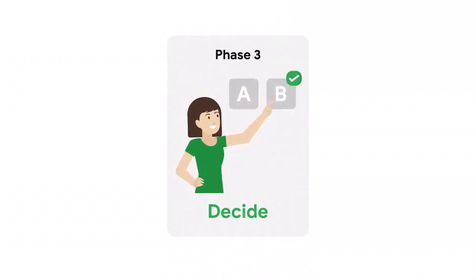Welcome to phase 3, the decide phase. Congratulations, you're halfway through the sprint. Your team will decide on the solution with the greatest chance of success. As a newbie UX designer, you'll get involved in every stage of the decision-making process. When potential solutions fight it out, you'll vote for the one you think has the most potential.